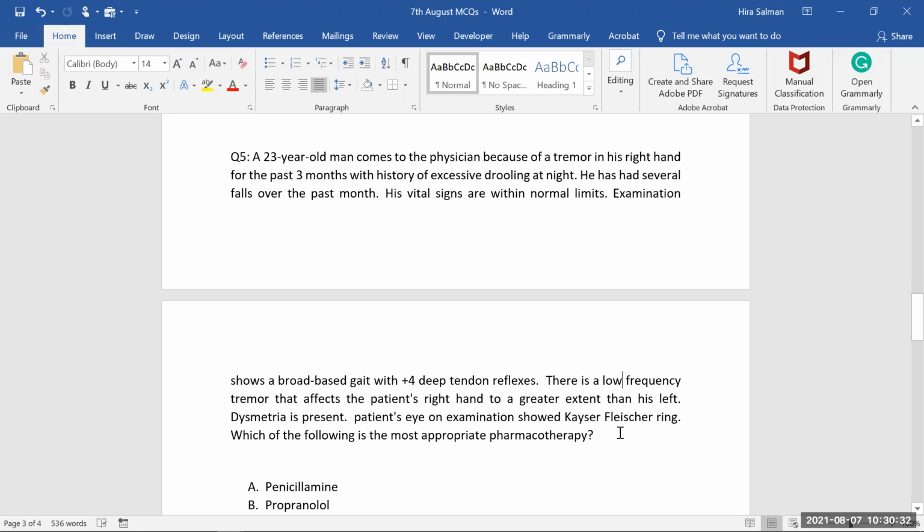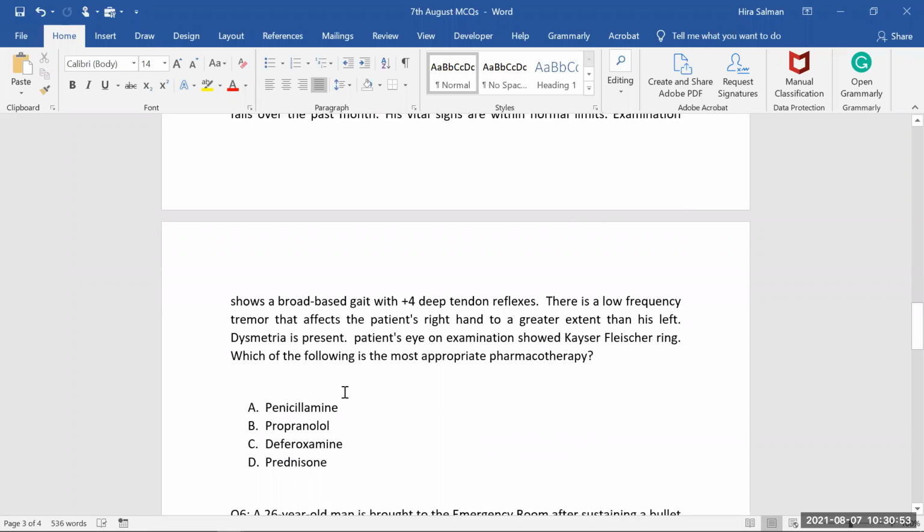Now you have a clear-cut clue why he was having so much neurological presentation, because he was having this copper deposition and that was purely affecting the brain. That's why he's having this. So Kayser-Fleischer ring is there, so a clear-cut diagnosis must be in your mind that this is Wilson's disease.